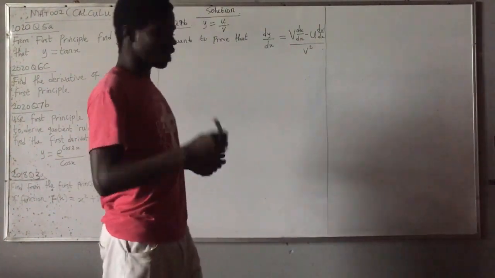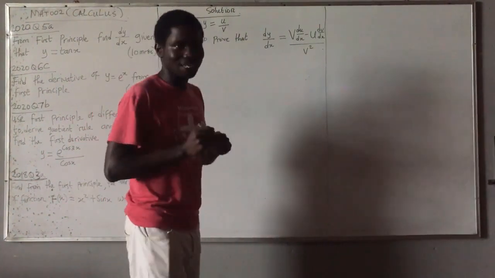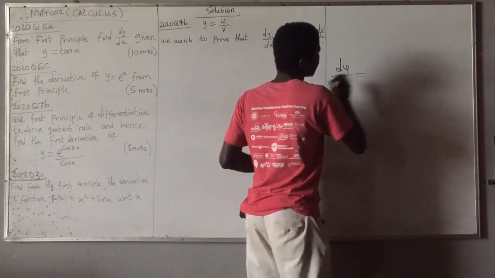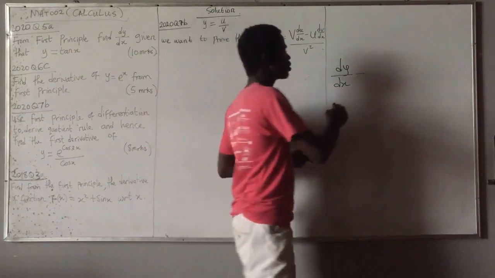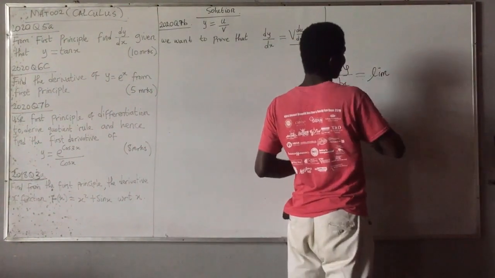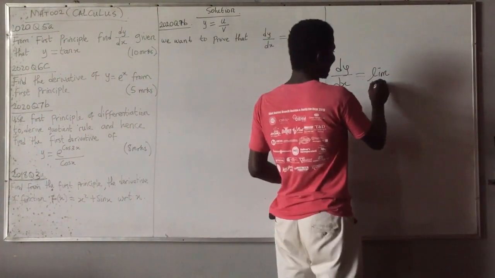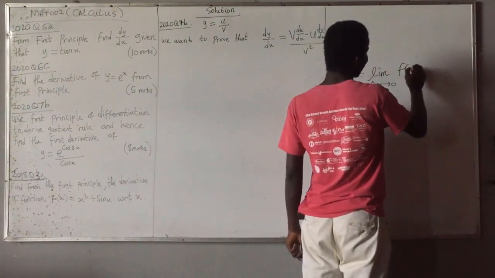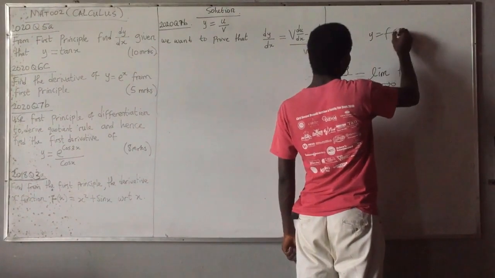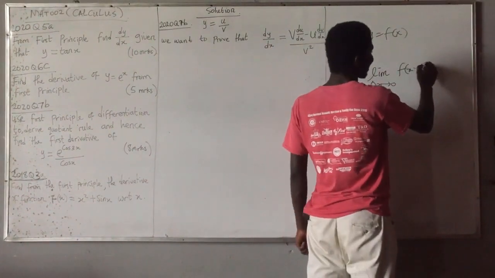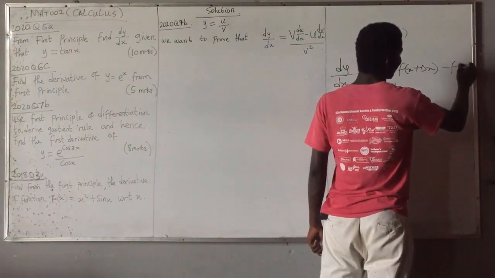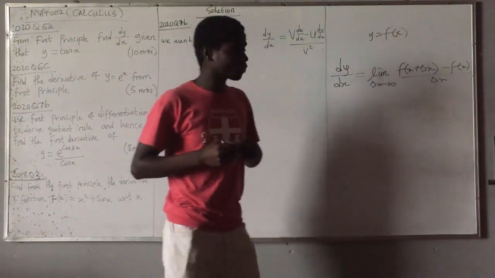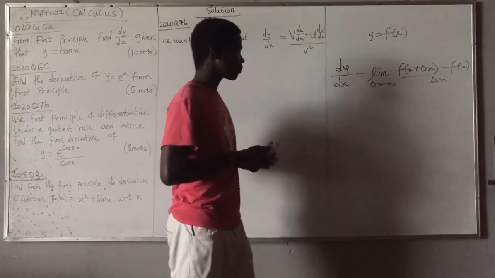Now I want to show you something before I start. On first principle, dy/dx is equal to the limit as delta x goes to 0 of f of x plus delta x minus f of x all over delta x, where y is a function of x. That is what we have for this one.